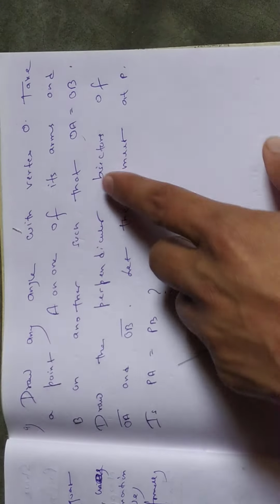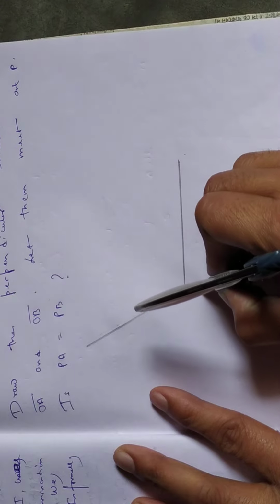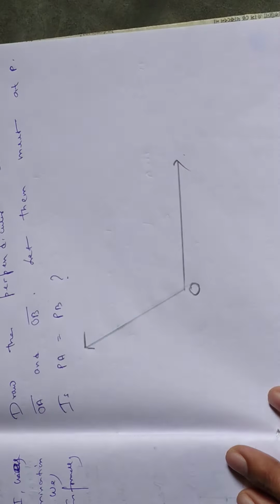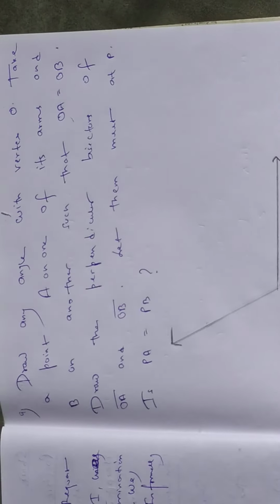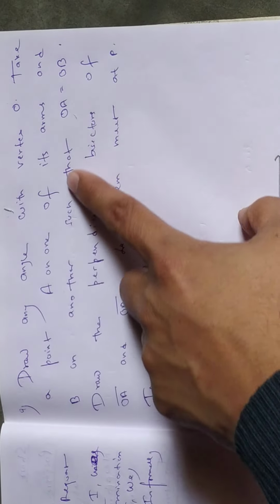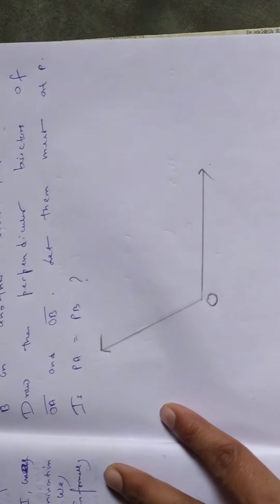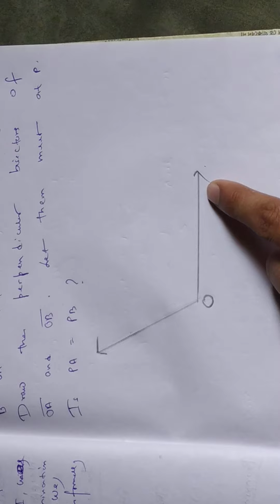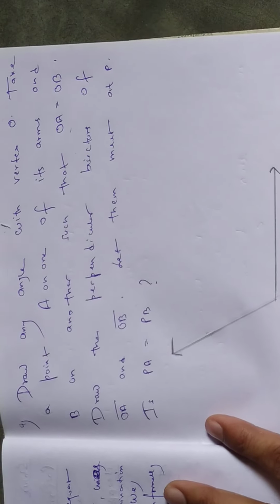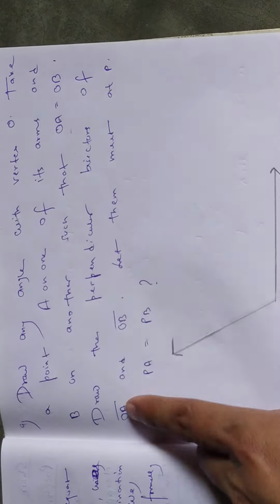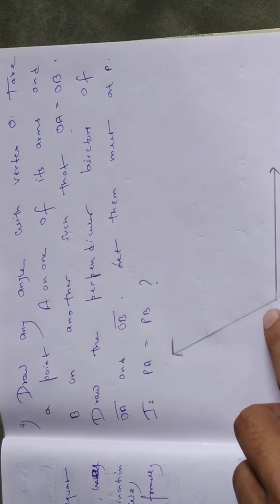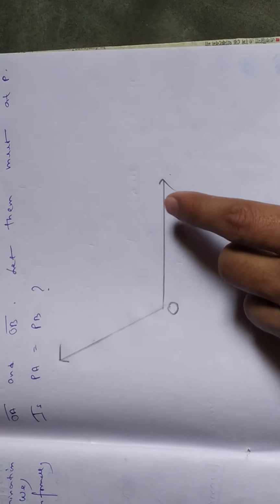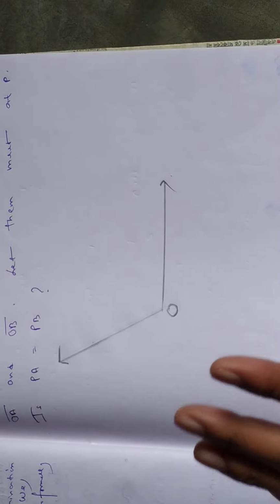Okay. Now what is the question with vertex O? So you know this is the vertex O. Take a point A on one of its arms. Now in the angle there are two arms. This is one arm and this is another arm. So you have to take 2 points, A on one of its arms and B on the other arm such that OA equals OB. So here suppose I am taking A on this arm and B on this arm, same length, OA equals OB.